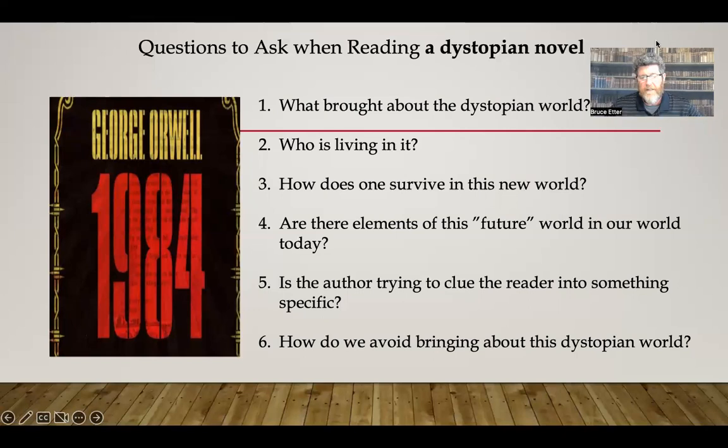Is the author trying to clue us into something? And Orwell is definitely saying to his readers, guys, authoritarian, totalitarian governments are bad. They're evil. They're wicked. Watch out for characteristics of them. He's shouting it in books like 1984. And how do we avoid this dystopia?